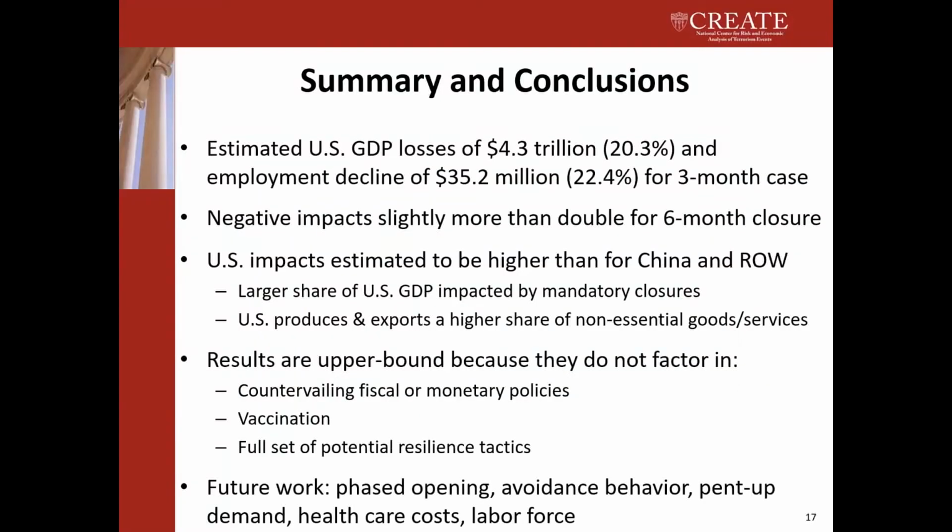The 3-month case resulted in an estimate of a GDP loss of $4.3 trillion, or a 20.3% decrease in GDP on an annual basis. The negative impact is slightly more than double for the 6-month mandatory closure case, and the reason it's more than double is that our model has several non-linearities in it.